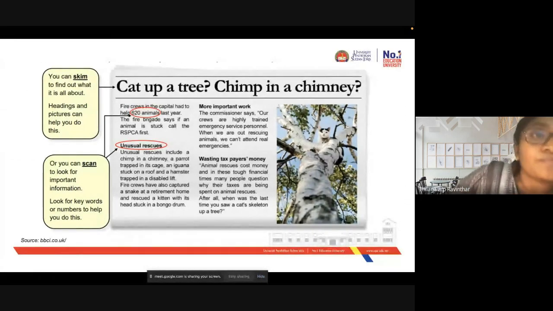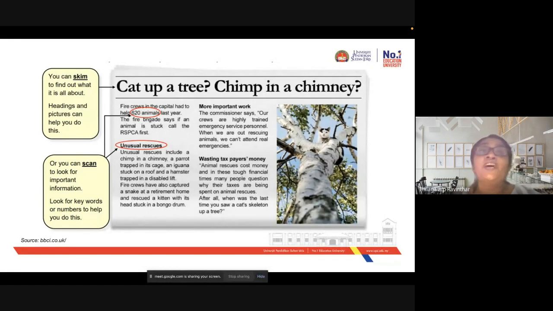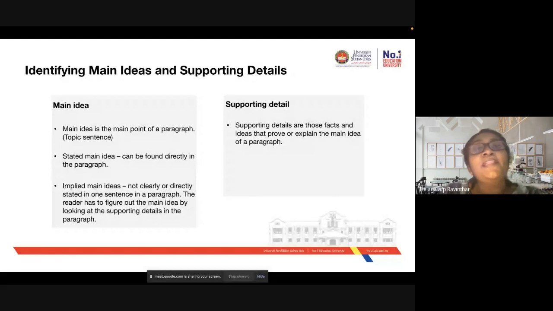So you can skim to find out what it is all about, that means a general overview. Or you can actually scan, because you're trying to find important information. For you to scan, you need to make sure that you are eyeing out important details. Usually these are bold, italicized, and usually subheadings can also tell us a lot of information. And then moving along, identify main idea and supporting idea.